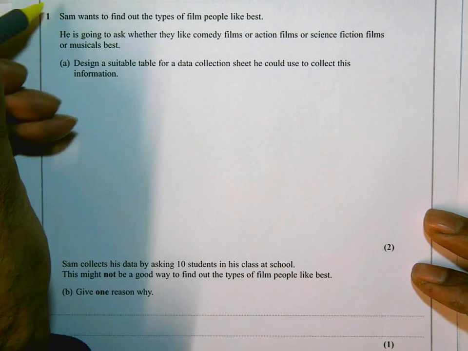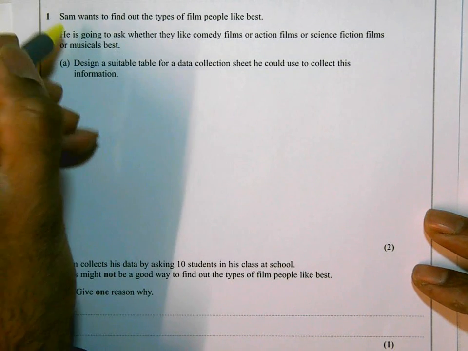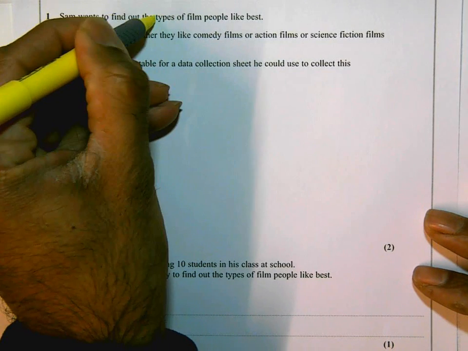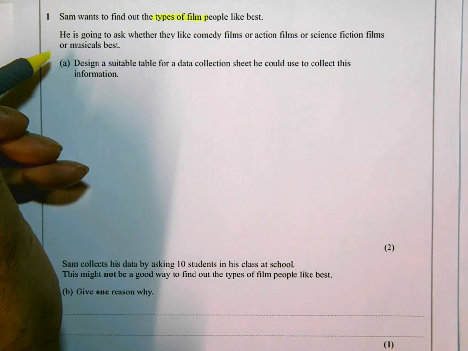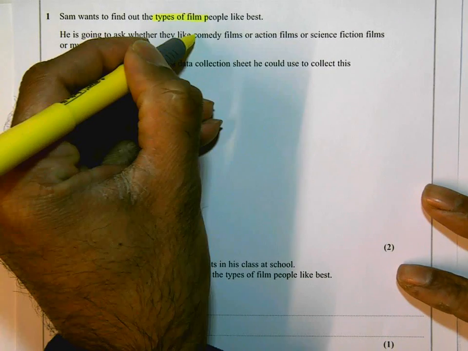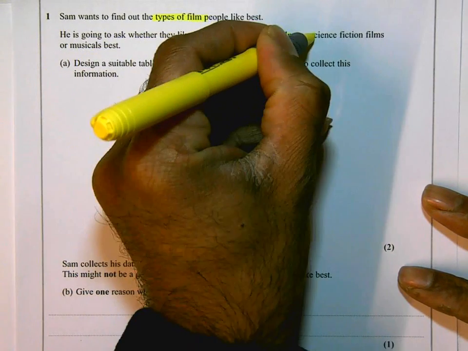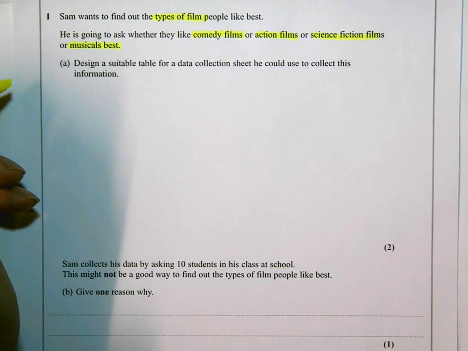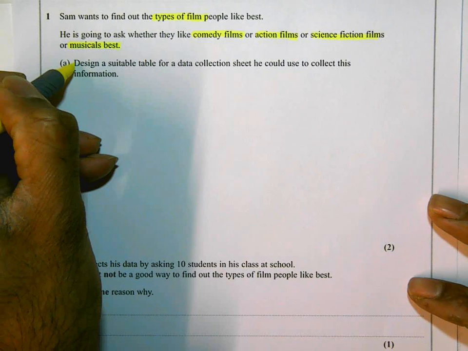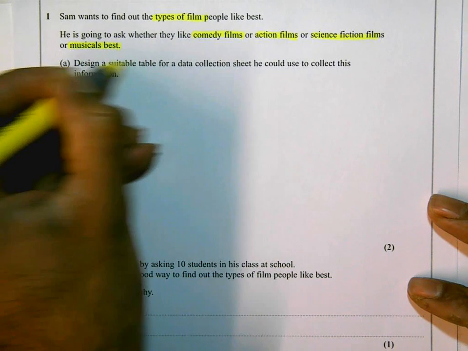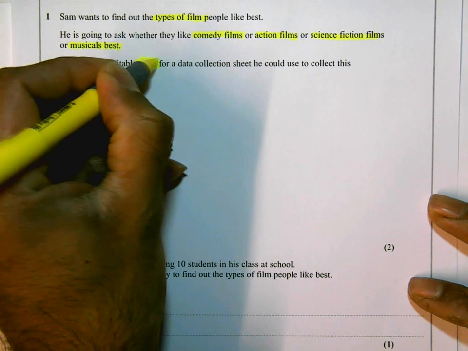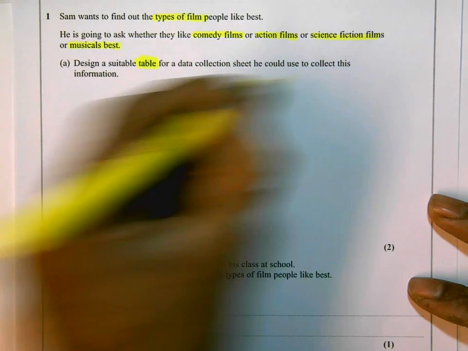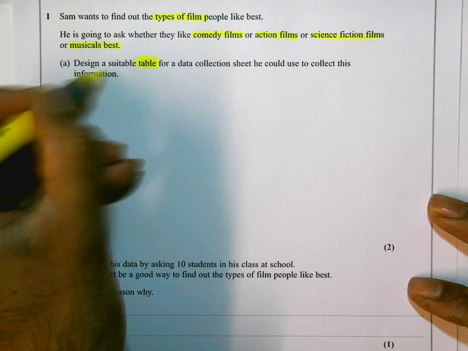So the first one, someone wants to find out the types of films people like best. He's going to ask whether they like comedy films, action films, science fiction films, or musical films. So there are 4 different types of films he's interested in. The first part of the question says, design a suitable table, for a data collection sheet he could use to collect this information.